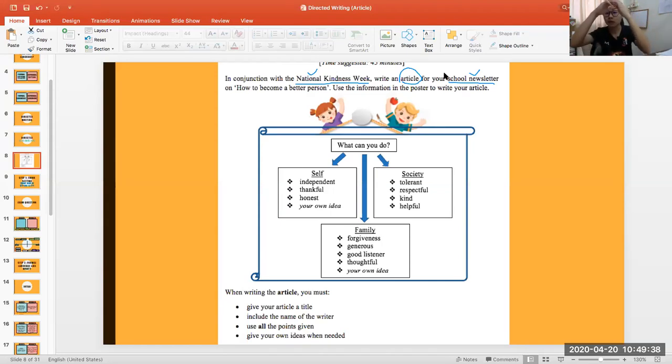National is one whole country doing the same thing, okay? And you want to write an article so that they can put it into the school newsletter. Then you are given a title, and they ask you to write the article. So you understand from the question that your setting is basically in a school environment, but you are celebrating a national event. That means the whole country celebrates the same event, the same program. So that is your setting.